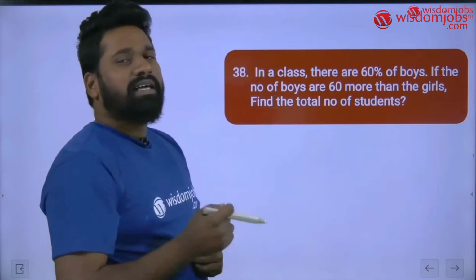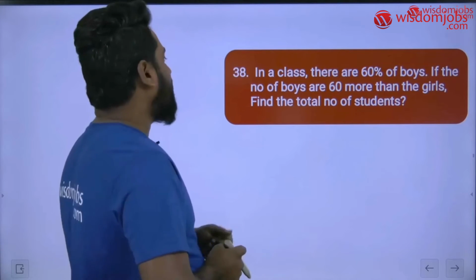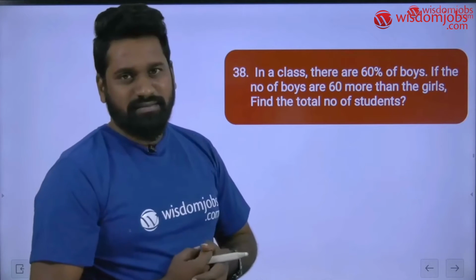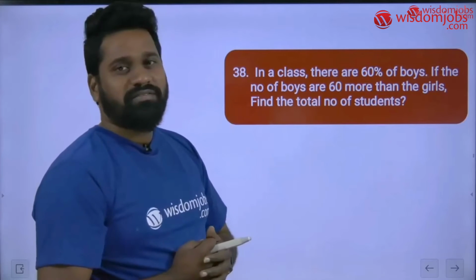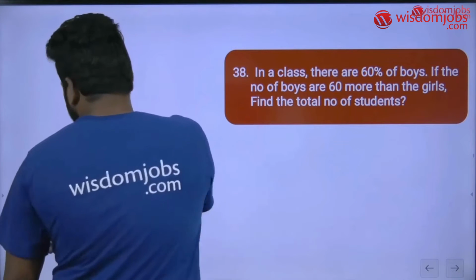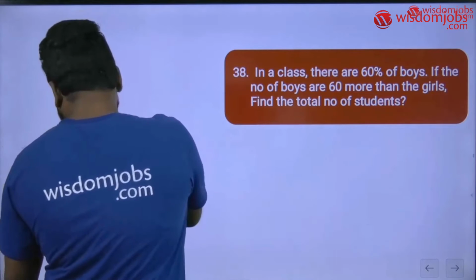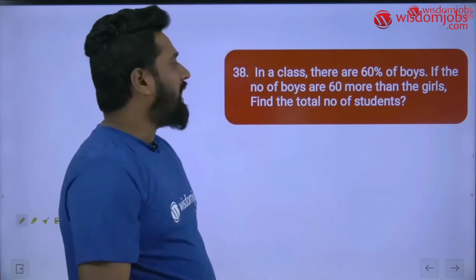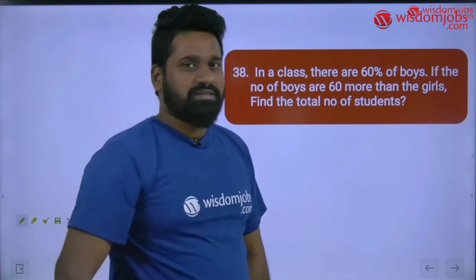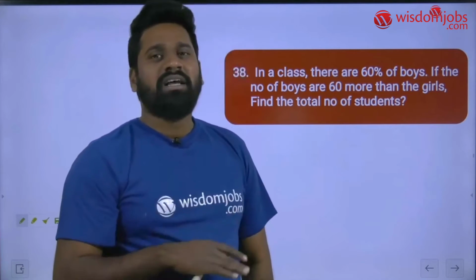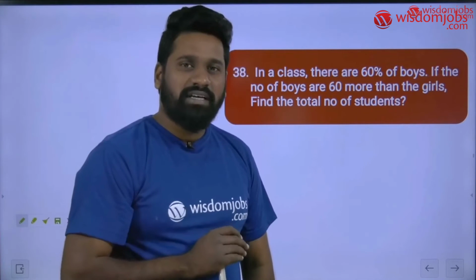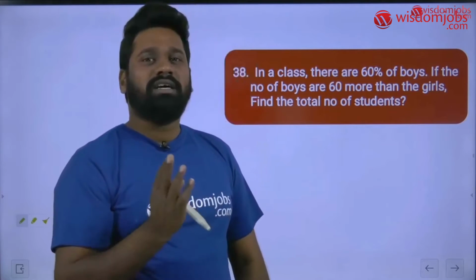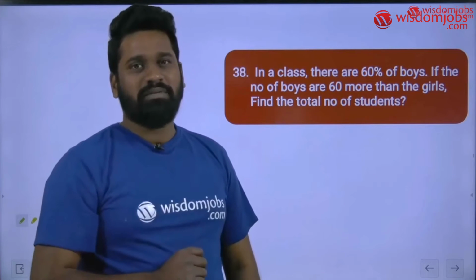In a class, 60% are boys. The number of boys is 60 more than the girls, and we need to find the total number of students. In the last class, we already discussed some percentage questions, which are quite different from this one, because in those two percentages were given, like 60% are boys and the remaining 40% are girls, and he asked how many more boys there are than girls.